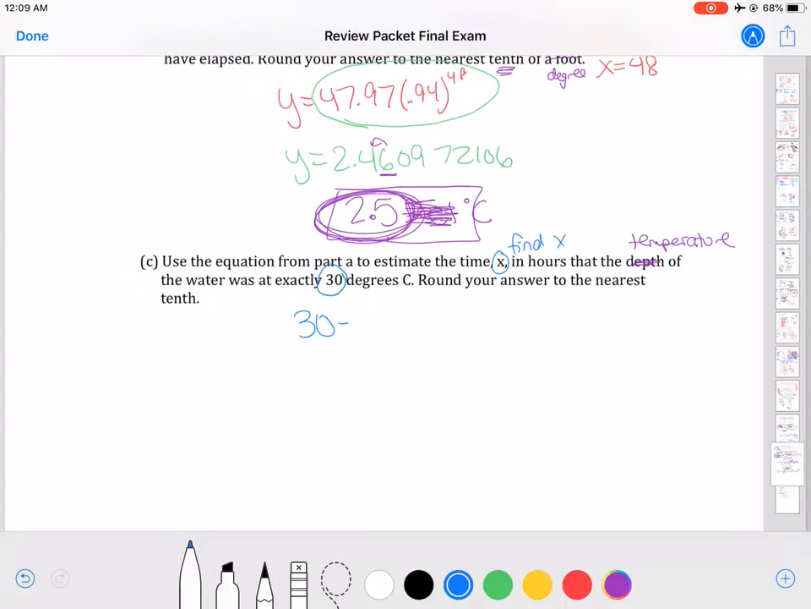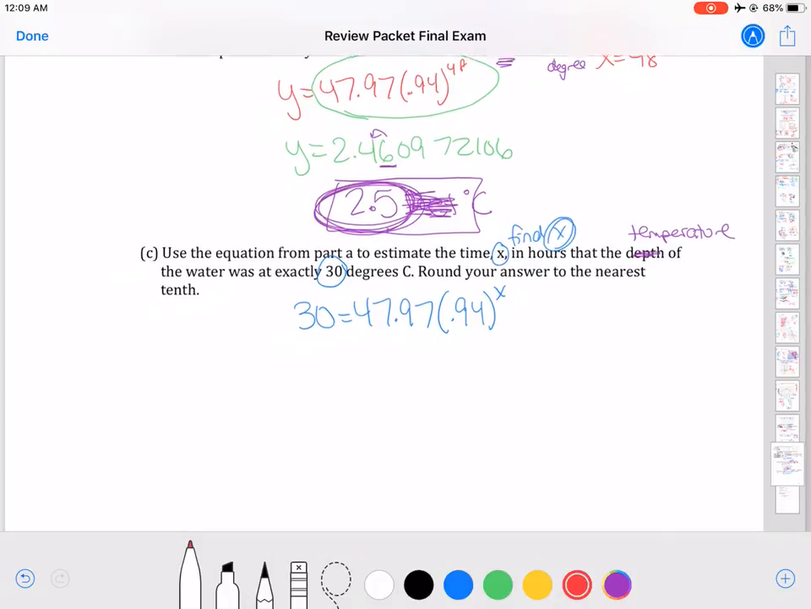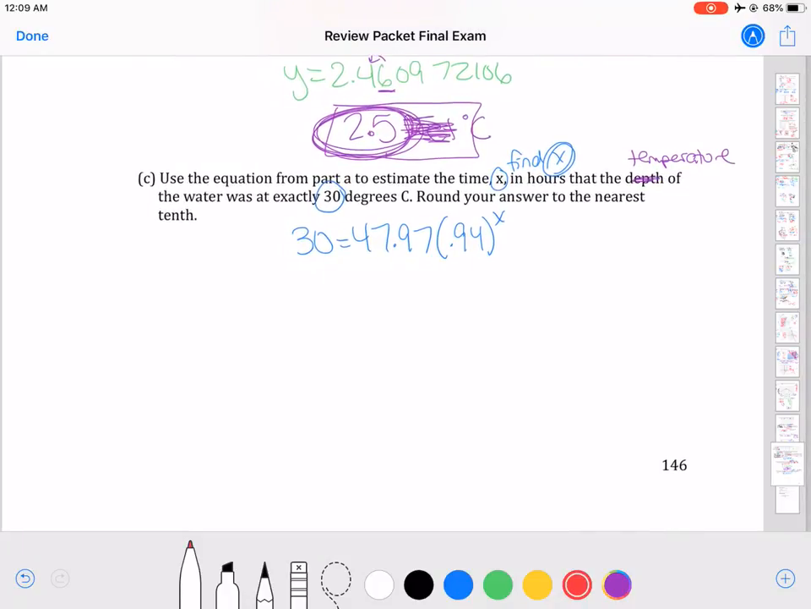So it starts off with Y equals. I'm going to start off with 30 equals 47.97 times 0.94, and I'm going to leave the X there because, again, I'm trying to find X. Now, this one is a little bit more challenging than part B because of where X is. X is up in the exponent, which means you need to use logs to get that down.